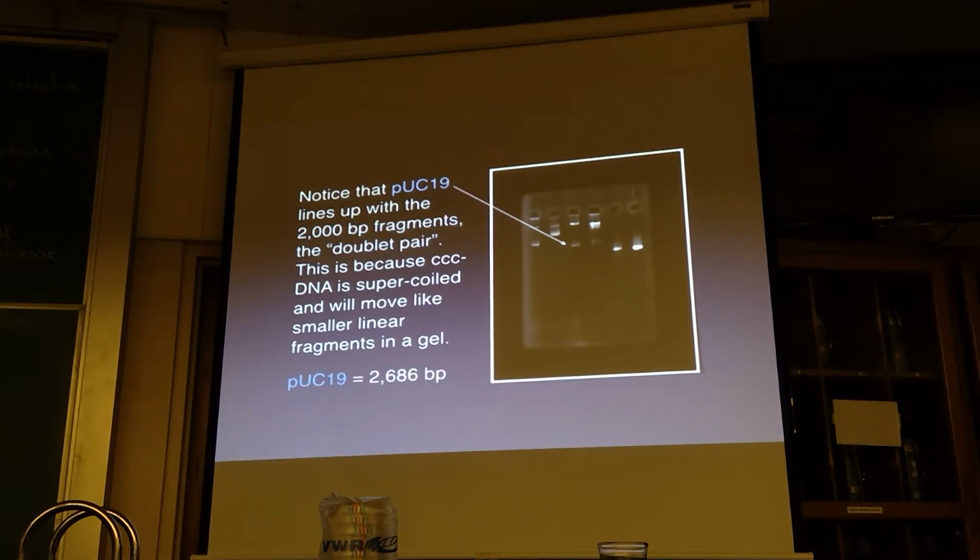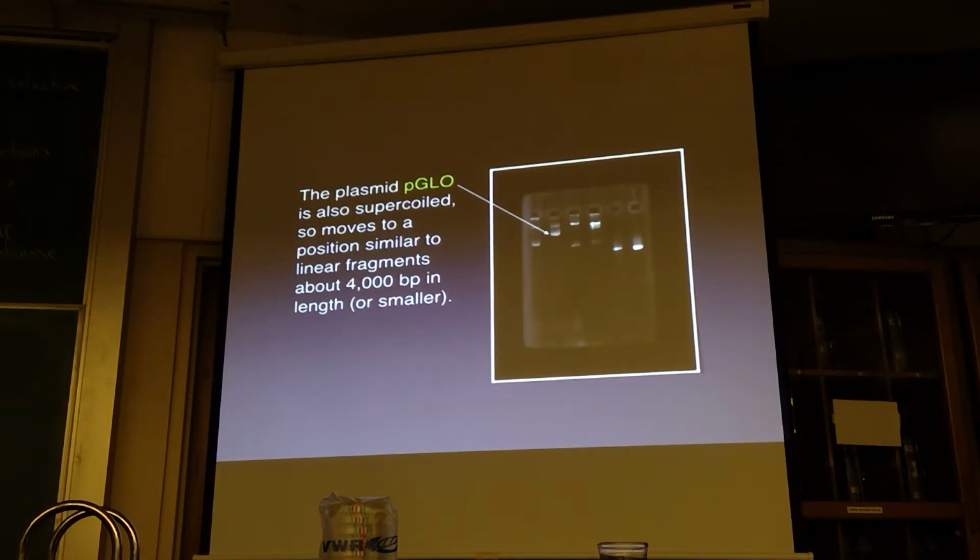So there's again the size of PUC19. It's closer to 3,000 than 2,000, but it's lining up with the 2,000 base pair band, and it's the bottom one that it lines up with. It's moving faster as though it were smaller because it's supercoiled. P-glow is doing the same thing.